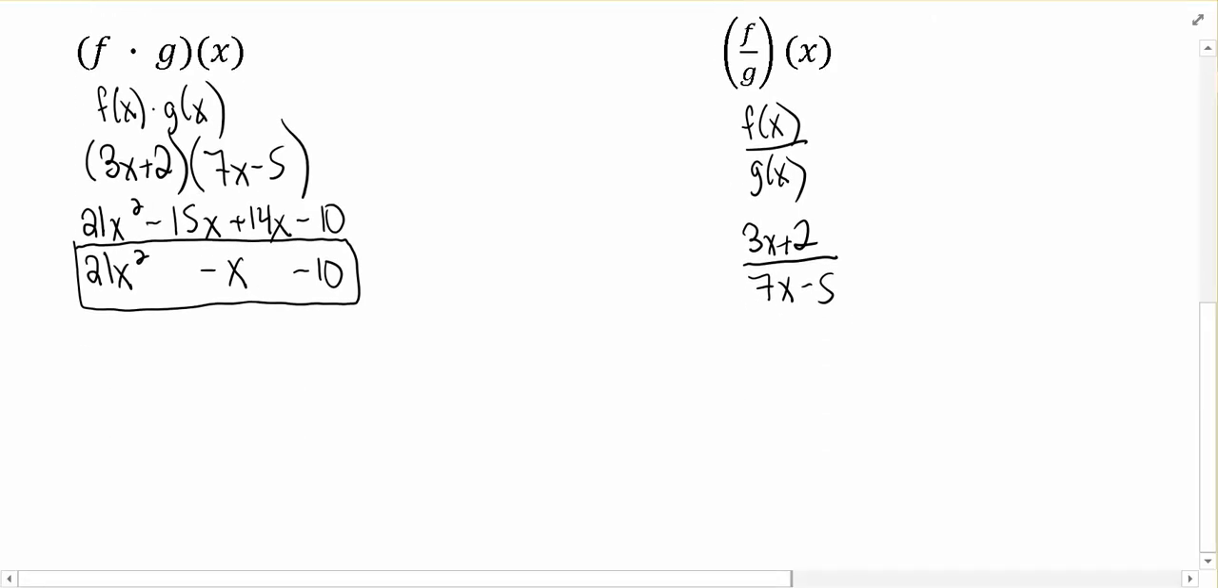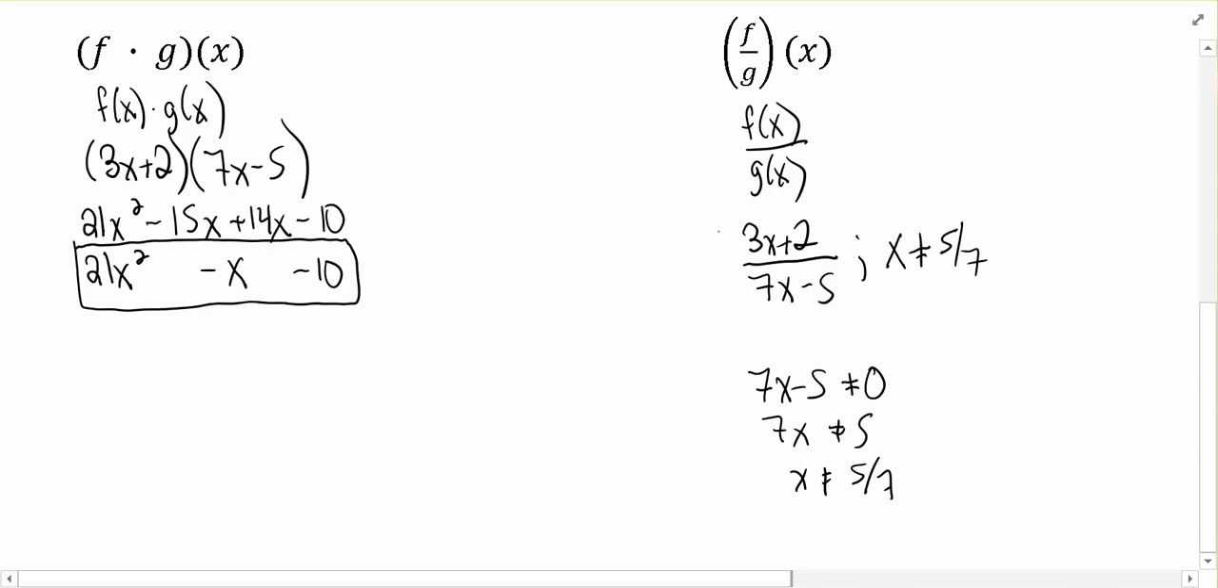Now, one thing that we should probably specify is we probably should remember that whatever is in the bottom can't be 0. So we probably should say something along the lines of, hey, this is the quotient, this is what I get when I divide. Just remember that your bottom can't be 0. So x can't be 5/7.